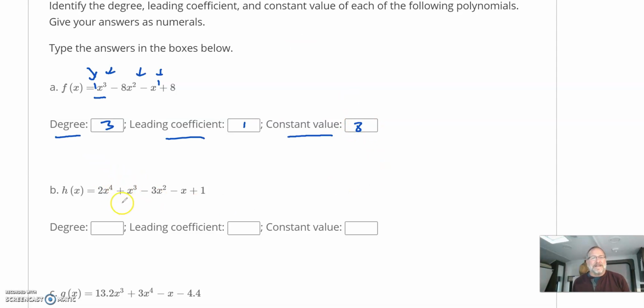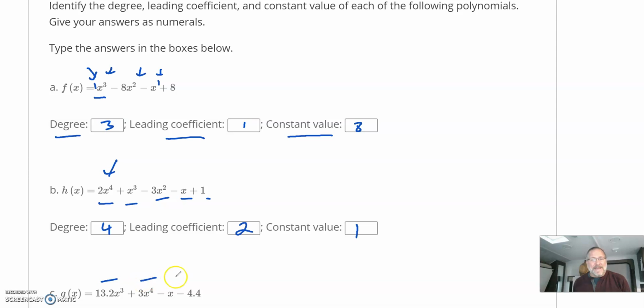Okay, let's scan B. Scanning all the terms. All right, I've scanned them. Highest exponent is right here. 4. When you find the highest exponent, look to the number in front. That's the coefficient, and that's specifically the leading coefficient. The last number on that polynomial is a 1, and it is a constant as long as there's no x on it.